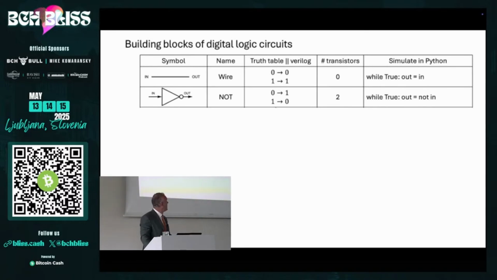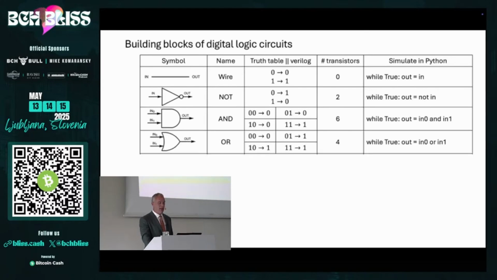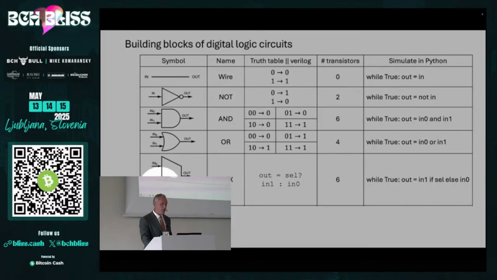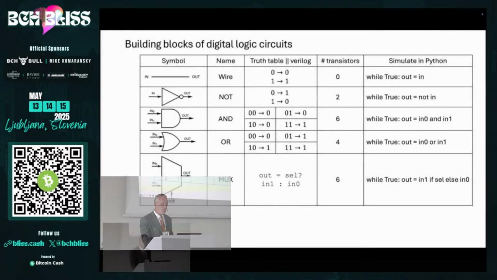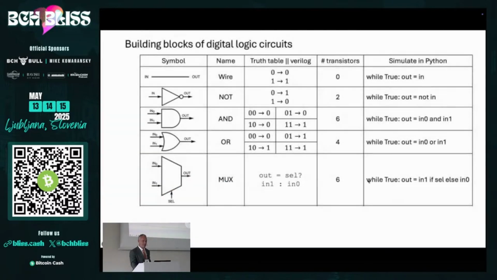And this is a NOT gate. It inverts the input, so if the input is 1, the output is 0, and vice versa. This is an AND gate. Its output is 1 if all of the inputs are 1. An OR gate's output is 1 if any of the inputs are 1. This is a multiplexer or a mux. It's like a switch. It routes either input 0 to the output or input 1 to the output, depending on the state of the select line.